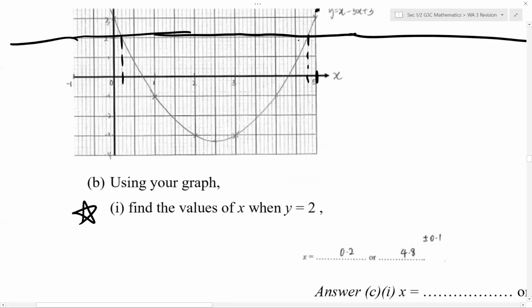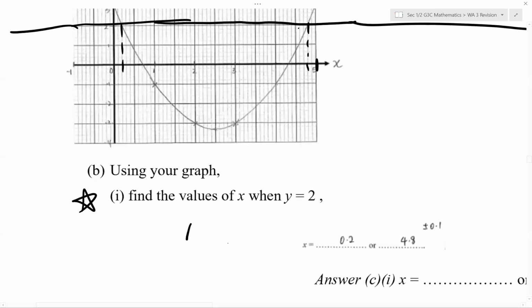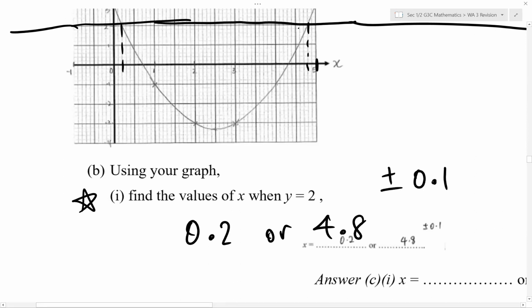So the two answers will be 0.2 or 4.8. The allowance is plus minus 0.1. So as long as you're within plus minus 0.1 of either of these two answers, you are okay.